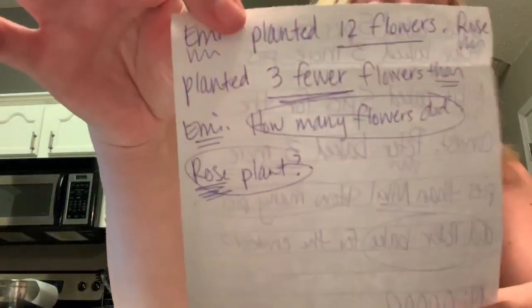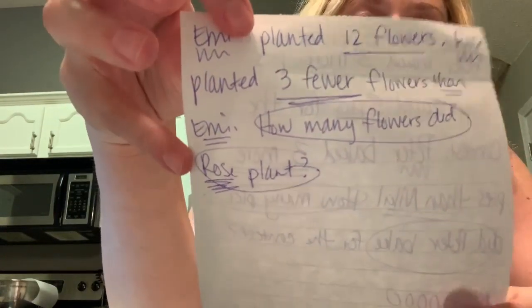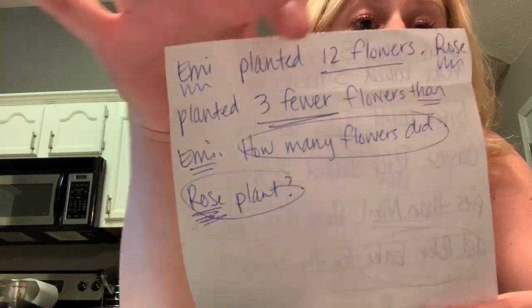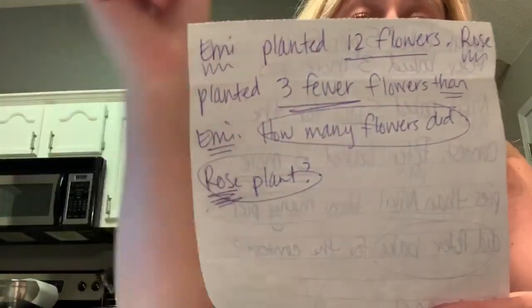Let's see what our question's asking us, though. How many flowers did Rose plant? We need to figure out Rose. So they didn't tell us Rose. They just said Rose had 3 fewer than Emmy. So we got to figure out Rose. So let's start with our drawing. Emmy, an E, and Rose, an R.